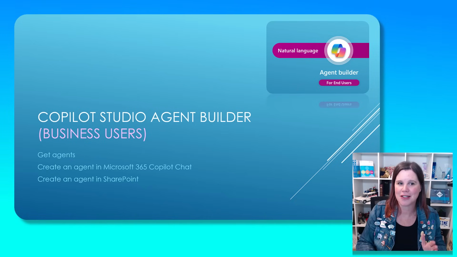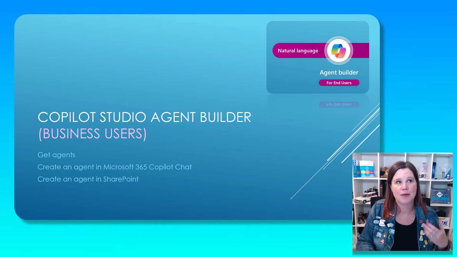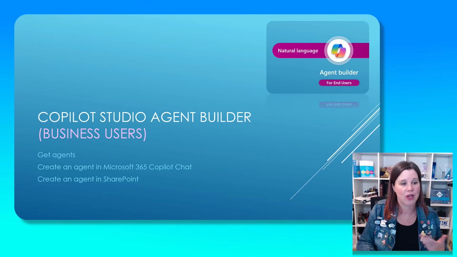This is the Copilot Studio Agent Builder. We are at the natural language end users. This is the easiest entry level. And this is something where end users might want to be doing everyday productivity type things the same way they can set up rules in their other productivity apps.